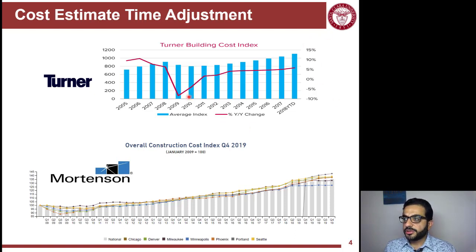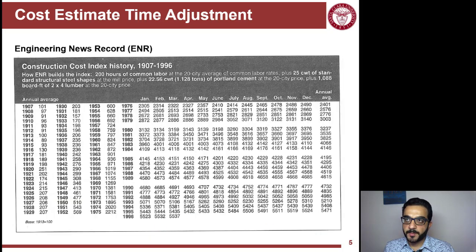So here, if you look, this is the index of Turner. It goes up and down. Sometimes the cost here goes below zero, meaning that you actually don't have inflation, you have deflation. And you can see here that happened mainly in the 2008-2009 economic crisis. And Mortensen have their own way of presenting the data.